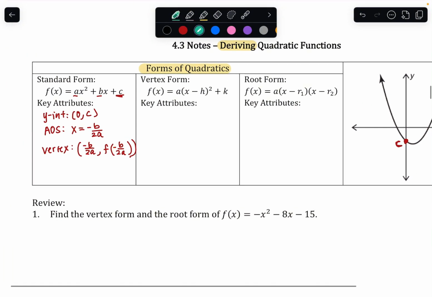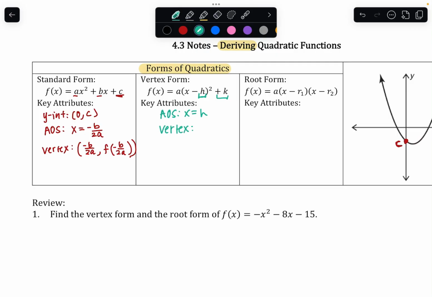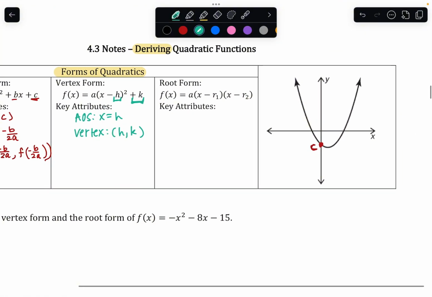Talking about vertex form, we do get the vertex for free. We know the axis of symmetry is x equals h. We have these parentheses and we have a square. That's how you recognize vertex form. Your vertex will be the opposite of what you see with x for your x coordinate, and then you take this outside value as your y coordinate. So our axis of symmetry, and then our vertex, (h, k).